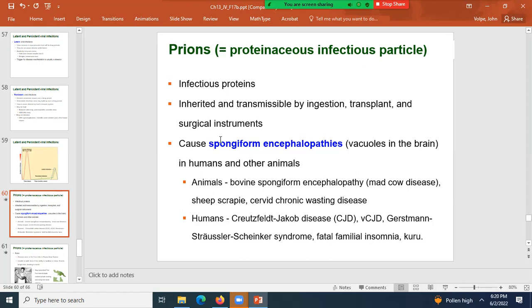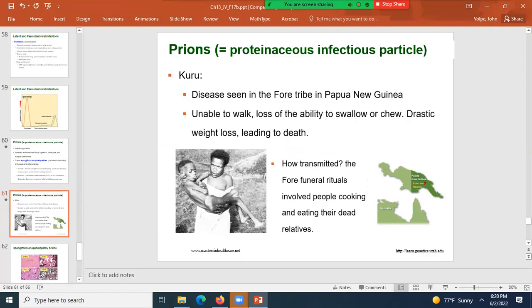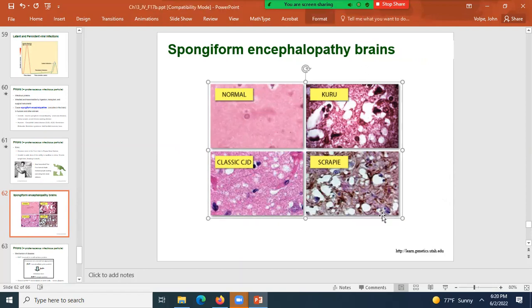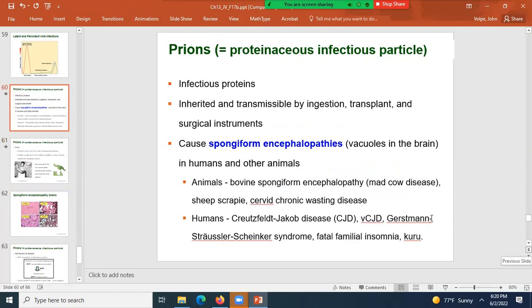Prions tend to cause spongiform encephalopathy, where it makes the brain have vacuoles in it, which causes holes in the brain. I've got a picture of it here, which makes the brain look something like a sponge. Right here and here and here. There's the normal brain there. And that's what the term spongiform encephalopathy means. Sponge, meaning it looks like a sponge. Encephalopathy we won't talk about.